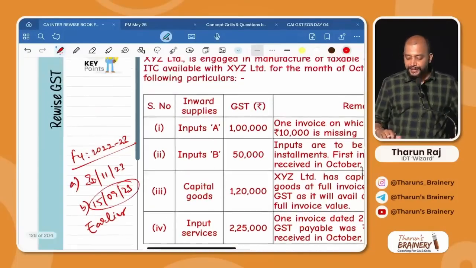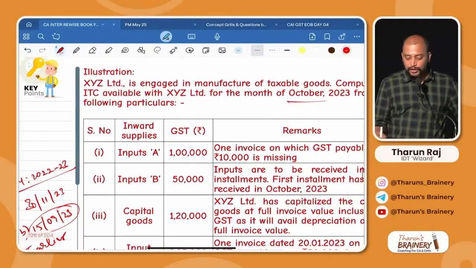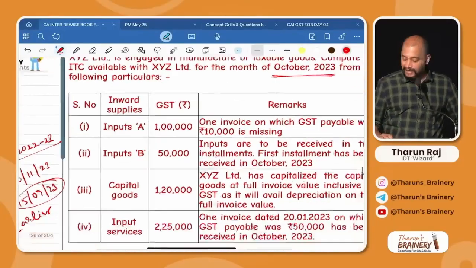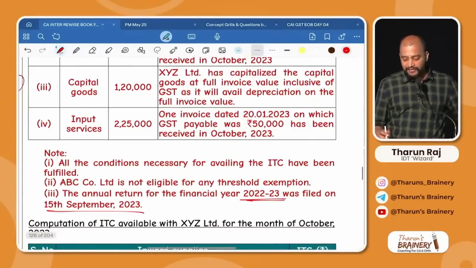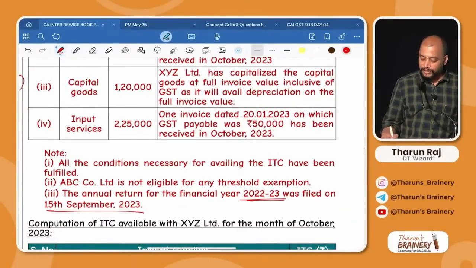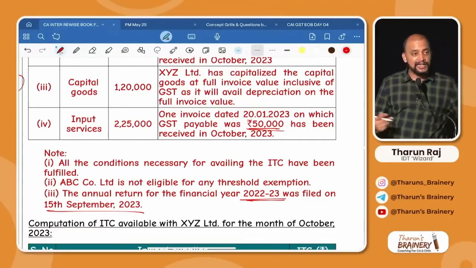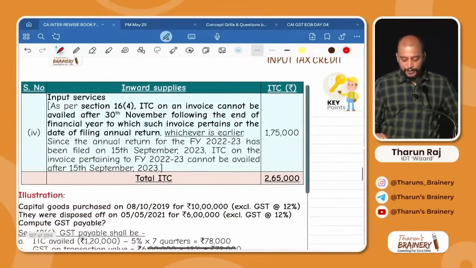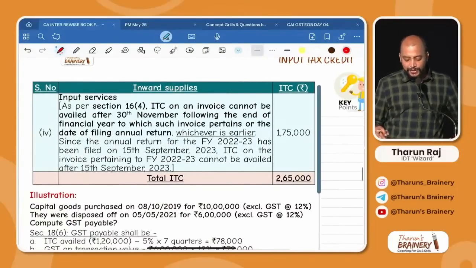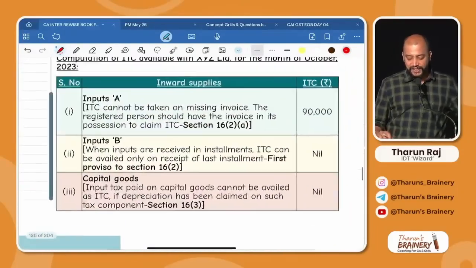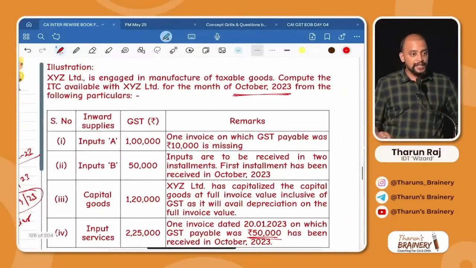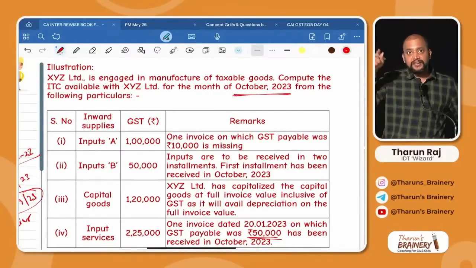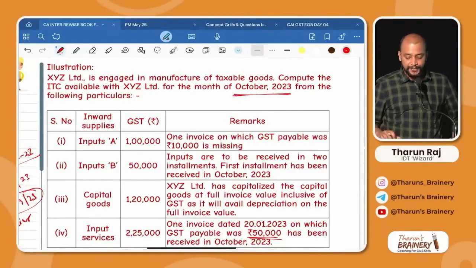But right now we are in which month? October month. So can we take ITC? No, we cannot take ITC for October month. Out of this 2,25,000, 50,000 cannot be taken. So only 1,75,000 we can take ITC. You can see the numbers below. So we can take ITC only on 1,75,000. So 2,65,000 is the answer. Understood? So this is a question covering all the points in Section 16.